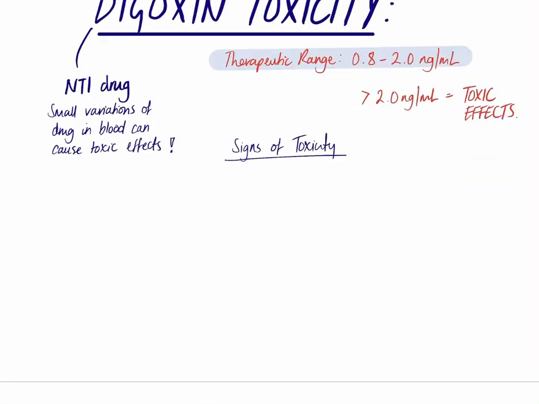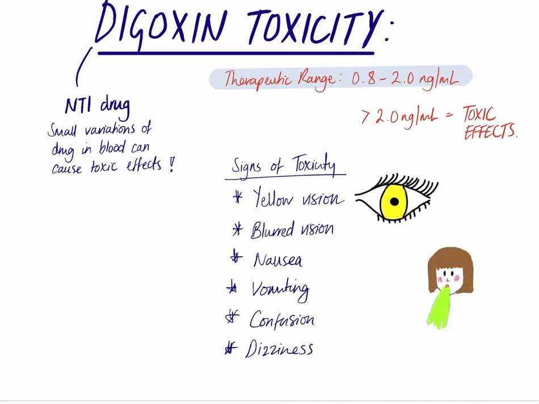The signs of toxicity include yellow vision, and whenever you think of digoxin, you should think of yellow vision, and it's quite an important counselling point for patients as well to know if they have reached digoxin toxicity. You also have blurred vision, nausea, vomiting, confusion, dizziness, and also bradycardia, which I haven't actually written on the notes.